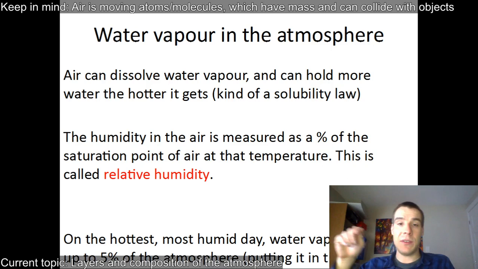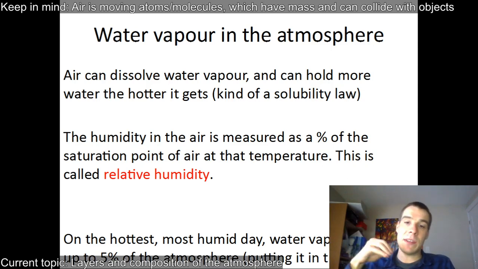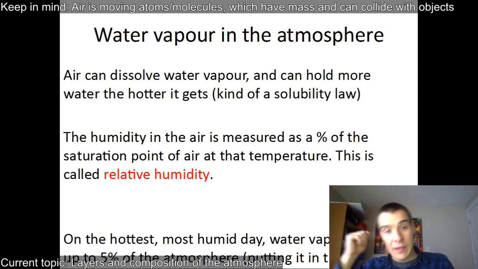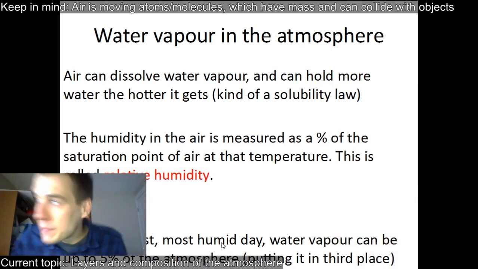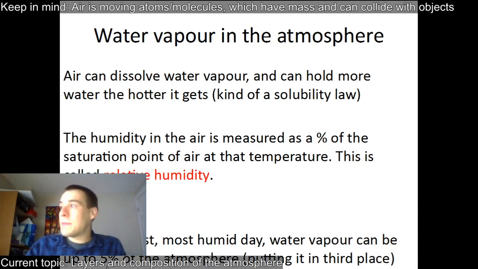That's relative humidity. So like in cold weather, the air can hold less water, so you need less water in the air to get a particular percent humidity. And in hot temperatures, you need more water in the air to get a high percent humidity. On the absolute hottest, most humid day, water vapor can be up to 5% in the atmosphere. So anywhere between 0 and 5%.